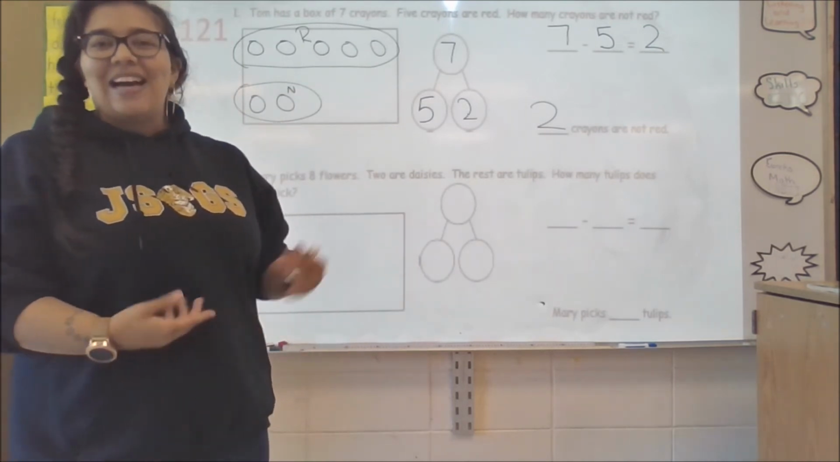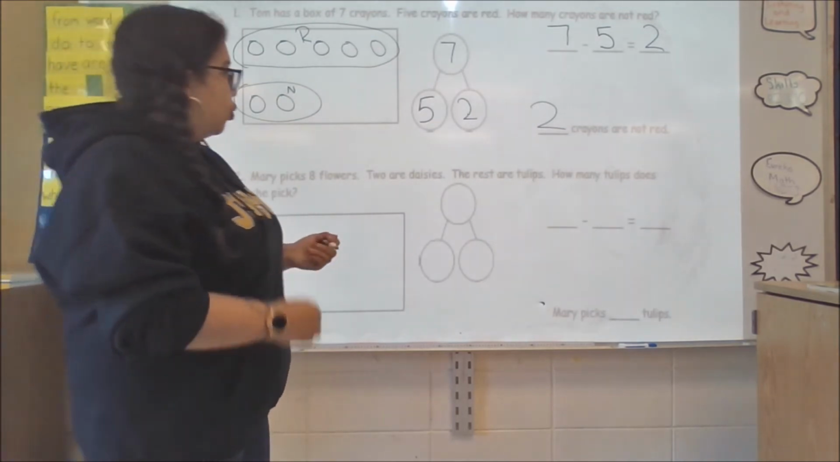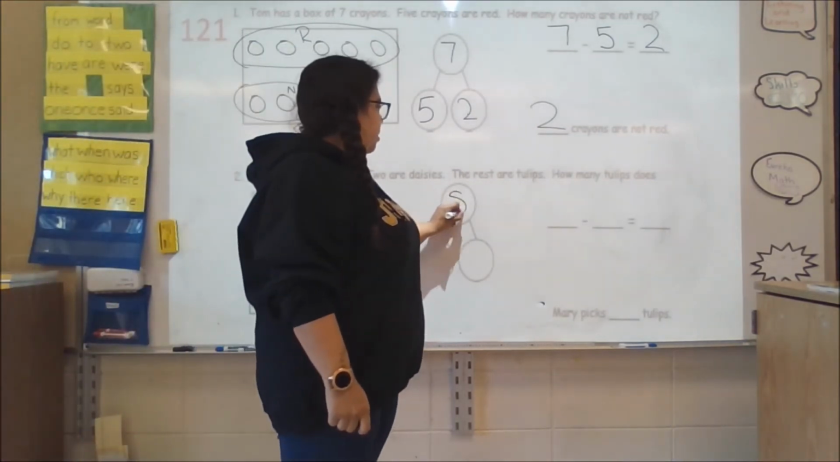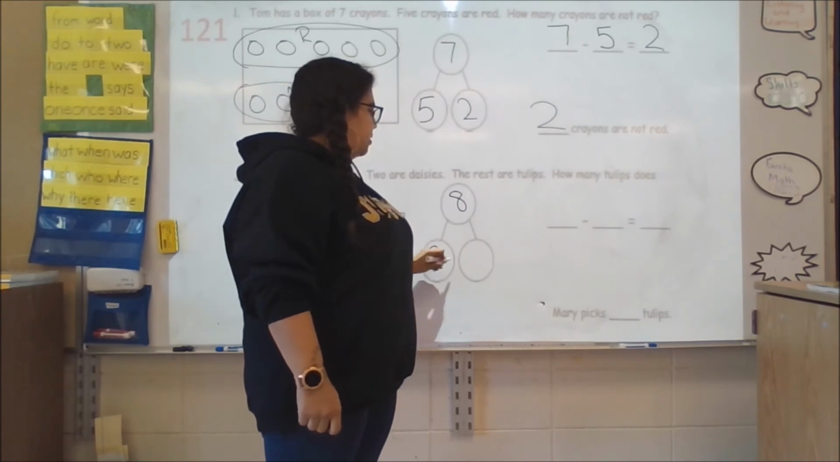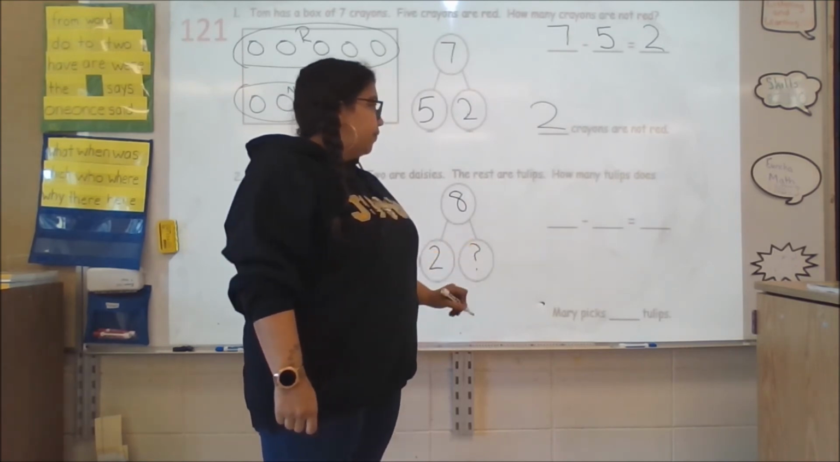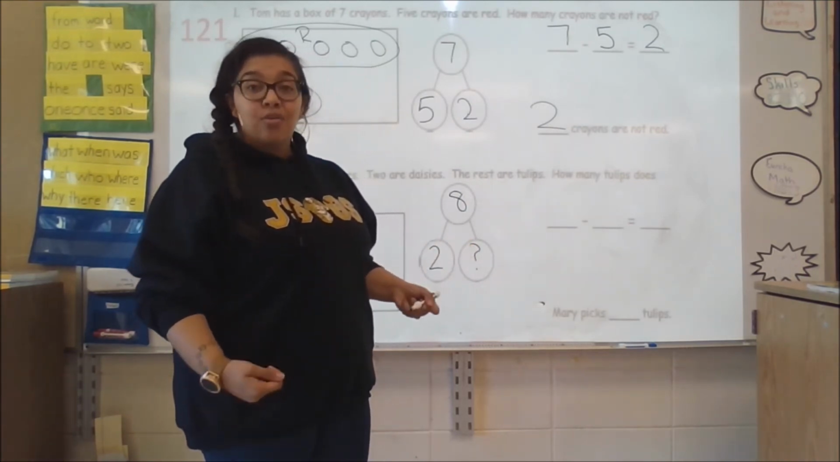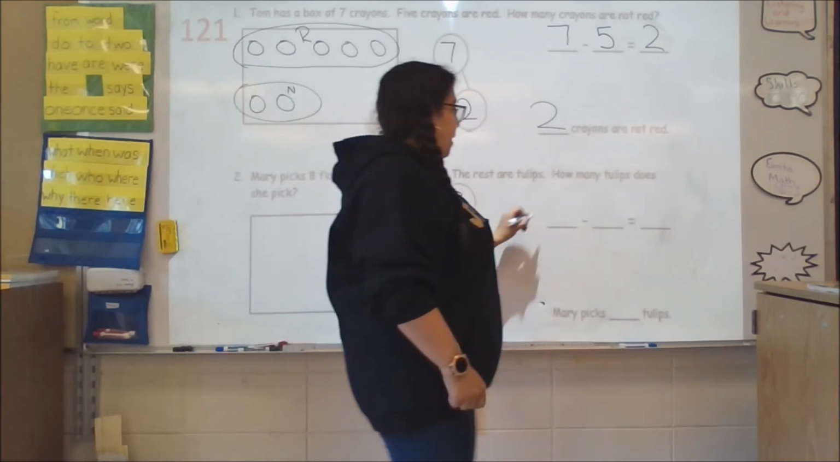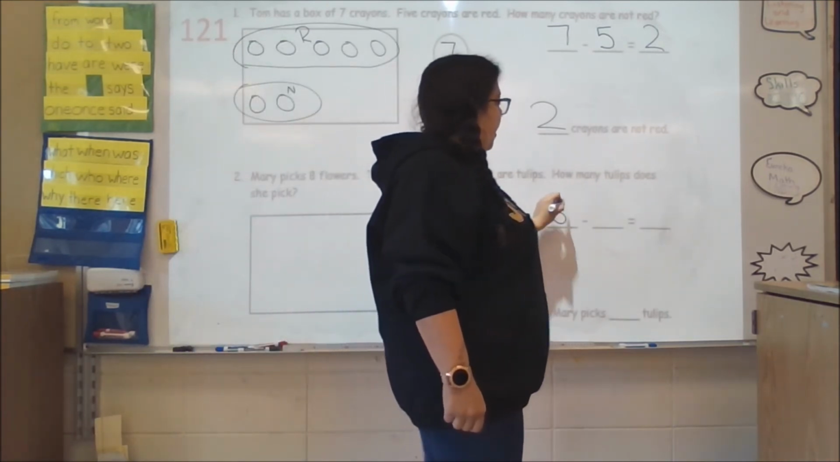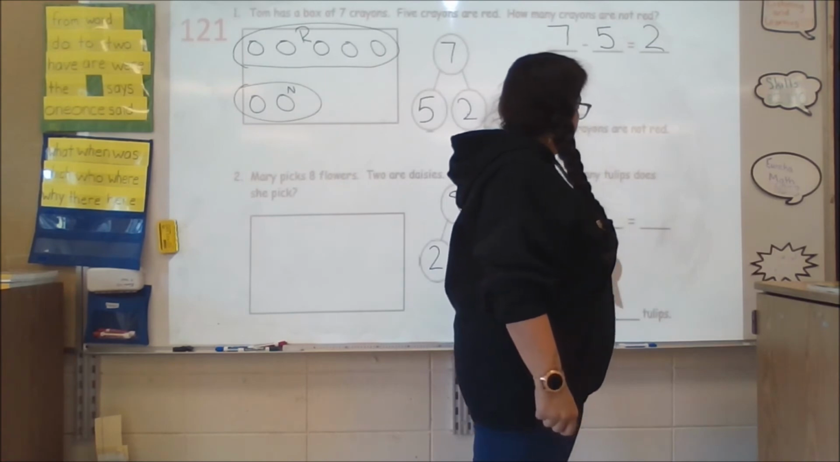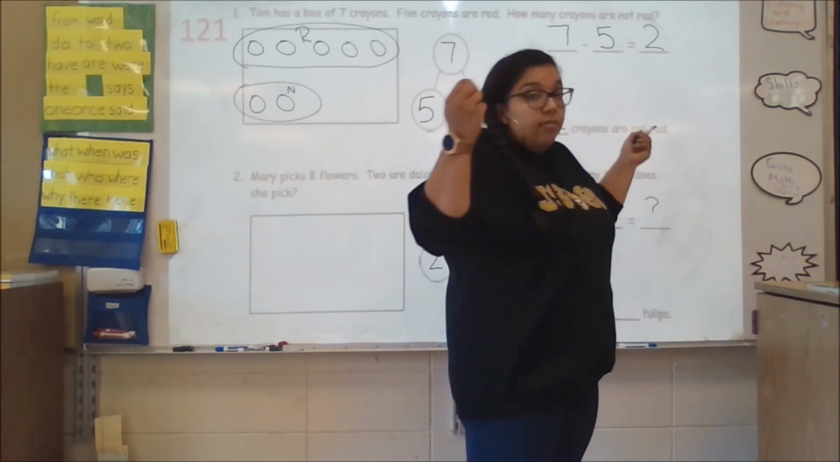Yes, we're going to fill out what we know and then find out what we don't. We know our whole is 8 flowers. We know there are 2 daisies. We know the rest, the unknown flowers, are tulips. There's value there. It's what we're trying to find out. So 8 flowers picked minus 2 daisies leaves us with some tulips.